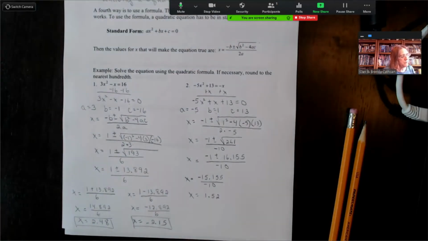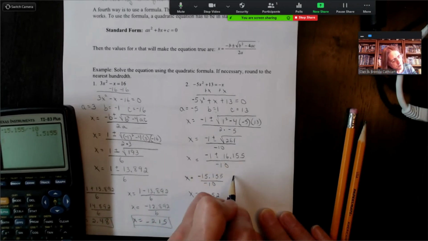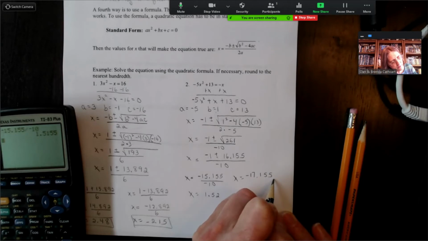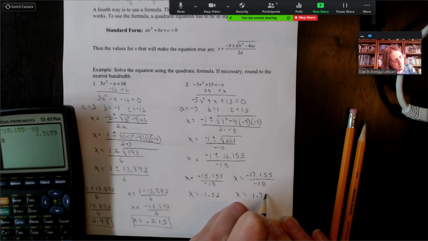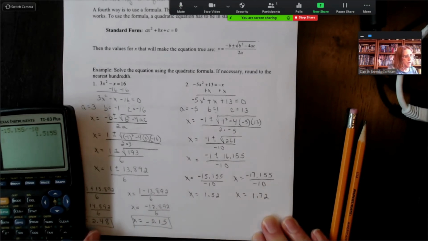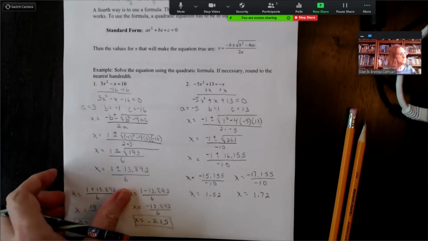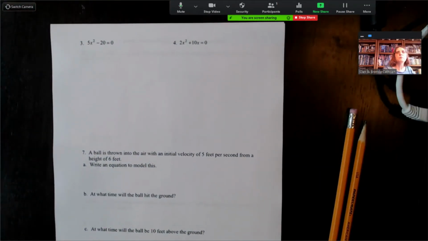Okay, now we have our other side that we need to do with the subtraction. So when we do negative 1 minus 16.155, we get negative 17.155 divided by negative 10, and that's going to give us positive 1.72. And those are our two values, our two solutions for x for that quadratic equation. Let's take a look at a couple more.